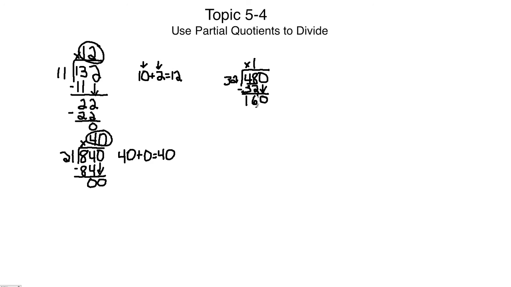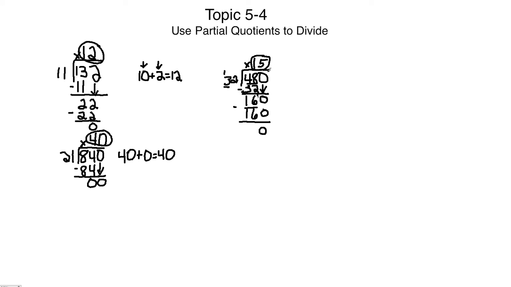Bring down the 1. So we got 160. So now you can ask yourself, how many times can the 3 go into 16 without going over? The answer is 5. It may or may not work, but 5 times 2 is 10. Carry the 1. 5 times 3 is 15, plus 1 is 16. And 160 minus 160 is 0. So my answer is 10 plus 5, and it's 15.